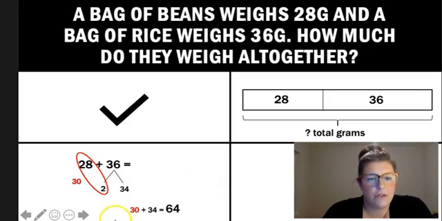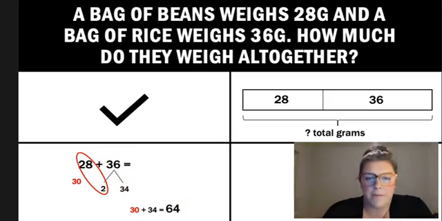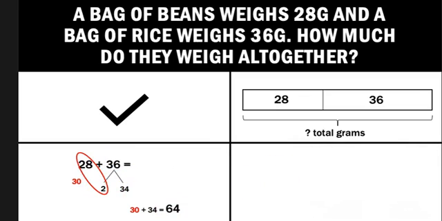And if I add those two together, I get 64. So I can get the total of 28 and 36 by moving things around and making it simpler in my head.